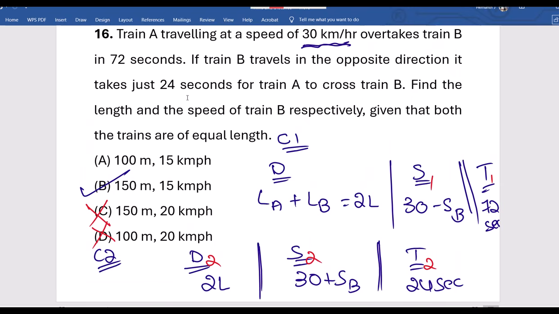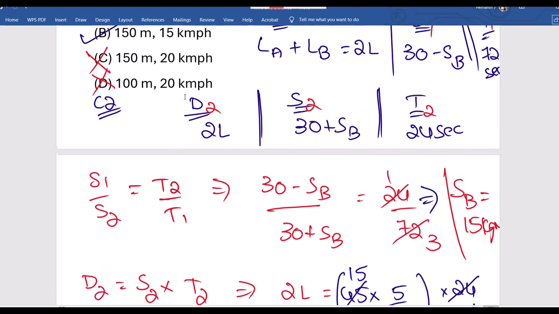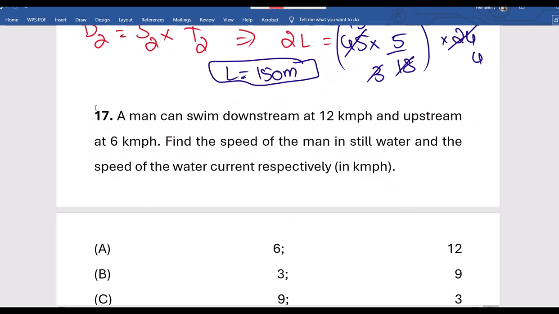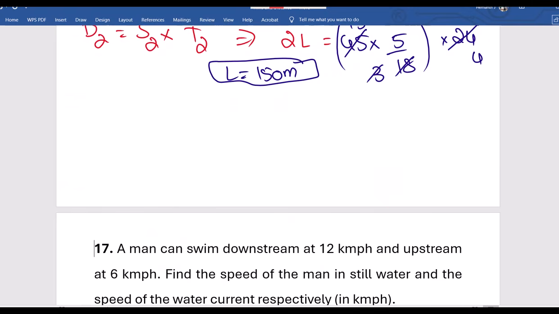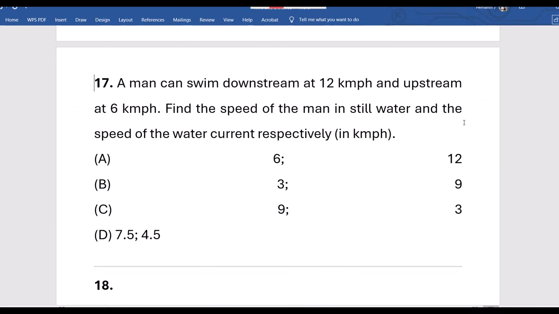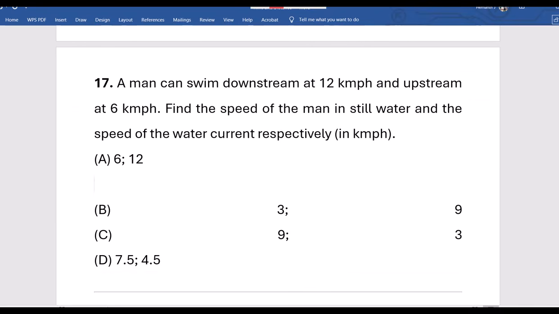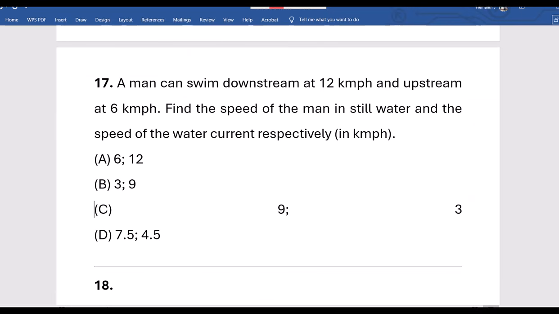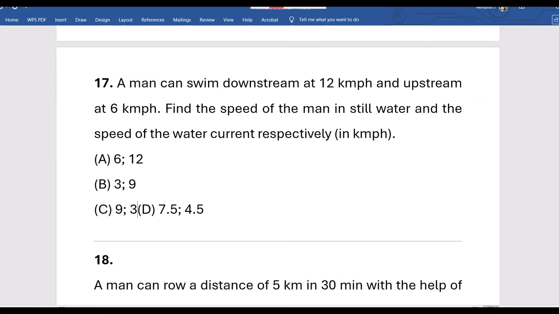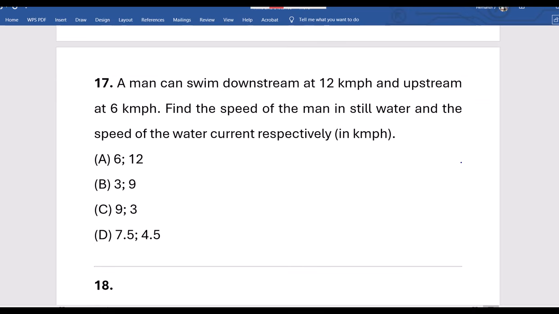Any doubt in this question 16? So the problems on trains are completed. Now boats and streams. Downstream is 12. Upstream 6. Okay. Now they are asking, when a man is swimming, speed of man, nothing but speed of boat, and speed of water current or speed of water, SS. You know SDS is 12. You have all options here.